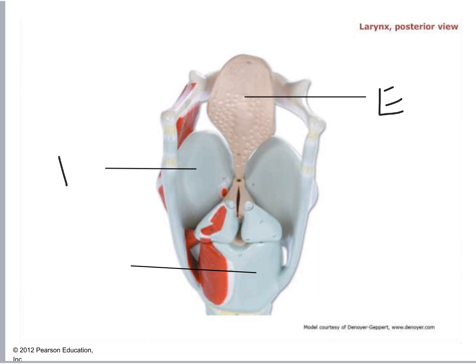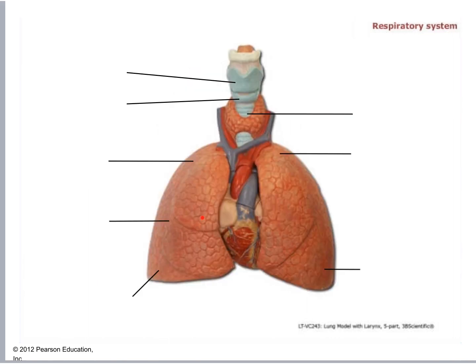The next line is pointing to the thyroid cartilage. And then the next line is pointing to the cricoid cartilage. Some people pronounce it cracoid, either way, but cricoid sounds better to me. Cricoid cartilage.